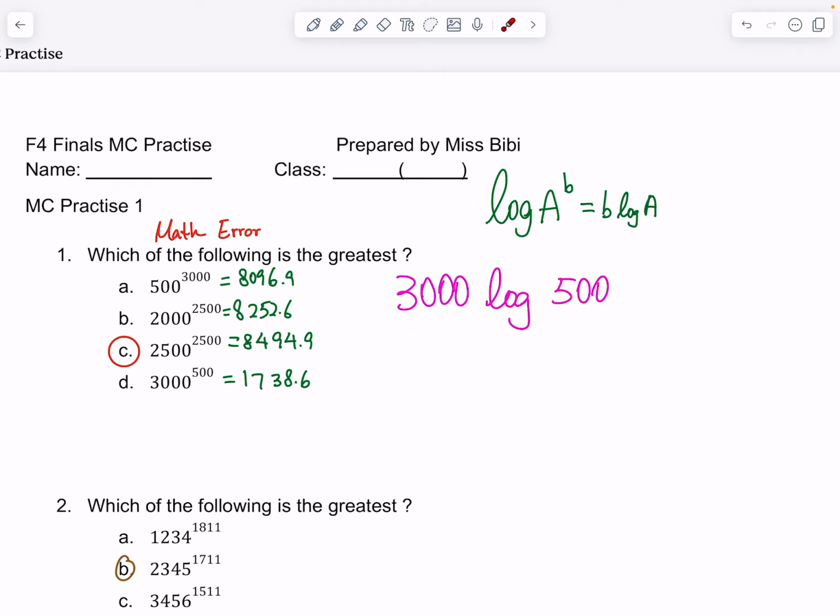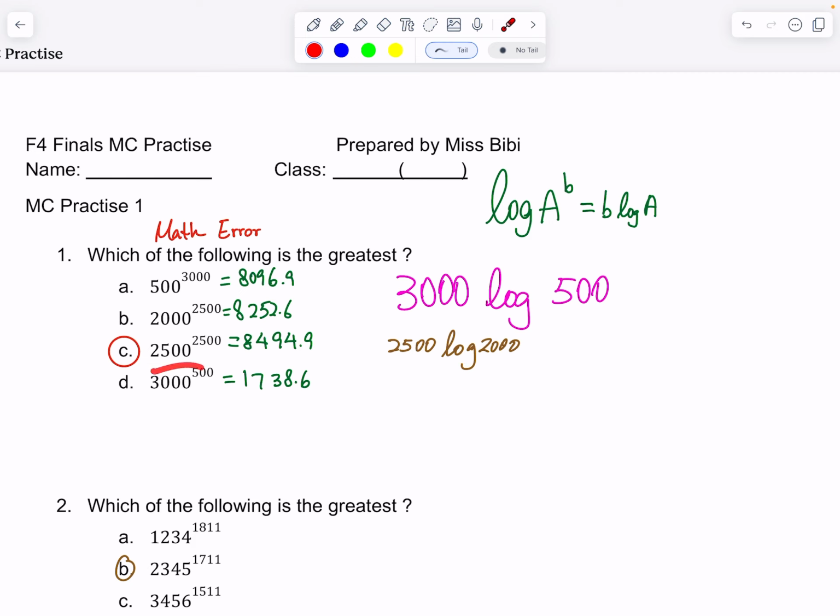So you can click it directly, everything together: 3000 times log 500. Or even if you just type it all together, 3000 log 500, you will still get the answer. You should be able to get 8096.9. Okay? Do the same for option B. How? The power first, 2500 log 2000. Click the calculator now. 2500 log 2000. You should be able to get this as your answer.